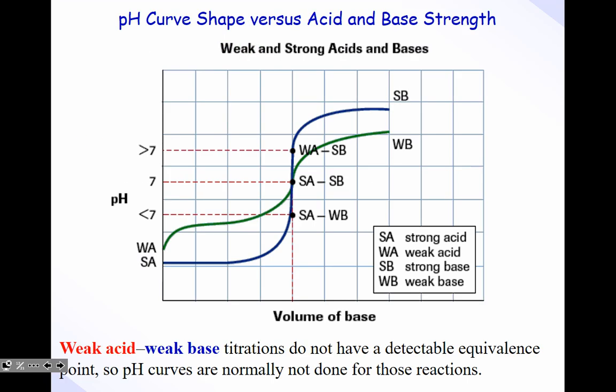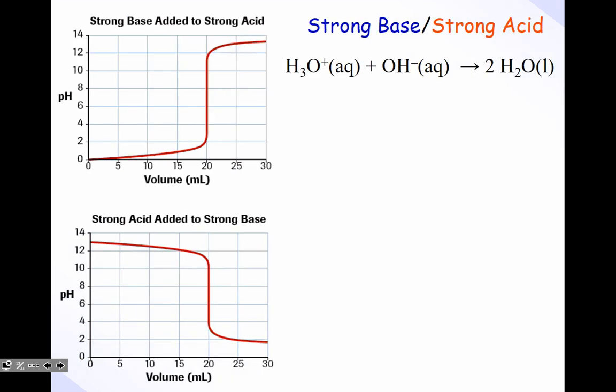So let's take a look at all the different combos you can have, because you have access to strong acids, weak acids, strong bases, and weak bases. Typically, a weak acid combined with a weak base, we don't use those because there aren't enough equivalence points. So normally you're not going to see that combo. But let's take a look at the other combos.